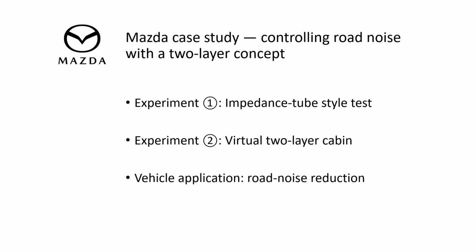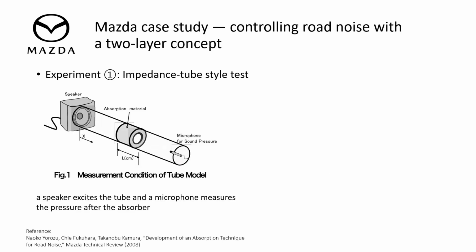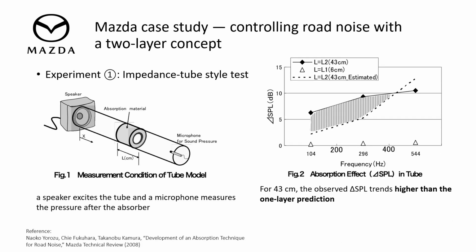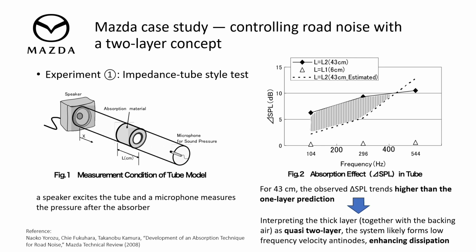This is a Mazda case study on road noise reduction. In a tube experiment, Mazda observed unexpected absorption results. With L equals 43 centimeters, the measured absorption exceeded the prediction and was interpreted as a quasi-two-layer effect, with the backing air forming velocity antinodes at low frequencies.